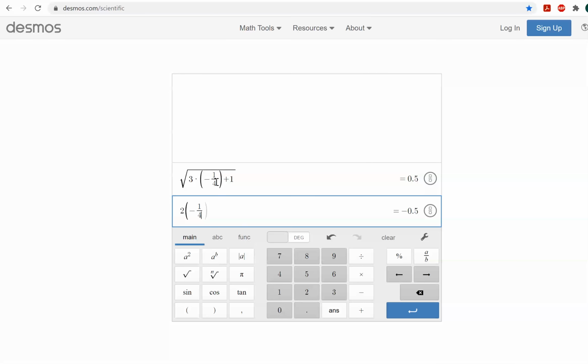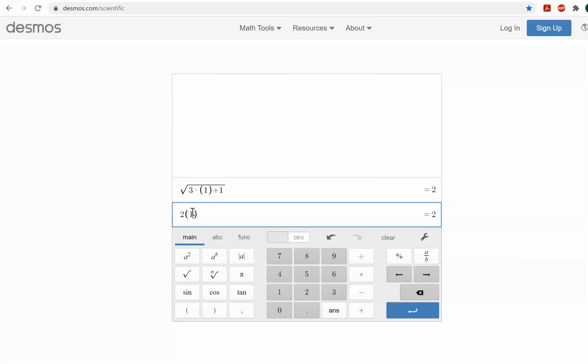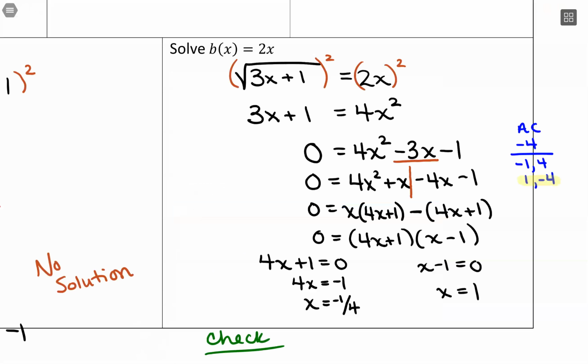Let's, while we're here, check 1, because I can just kind of substitute it in. So positive 1, and we see that positive 1 is going to balance both sides of the equation. So that x equals negative 1/4 is an extraneous solution, but the x equals positive 1 works.